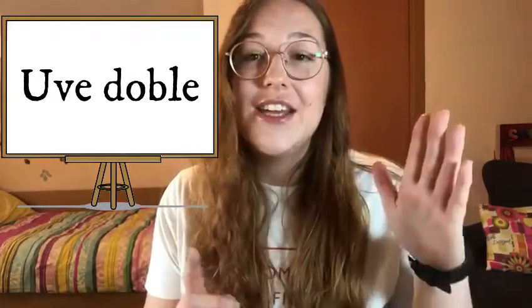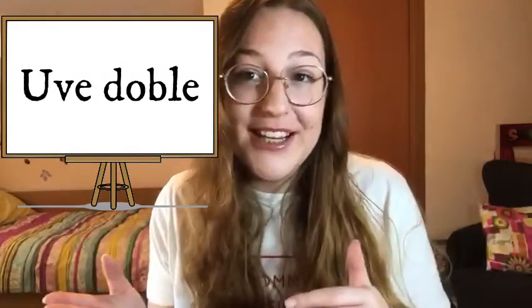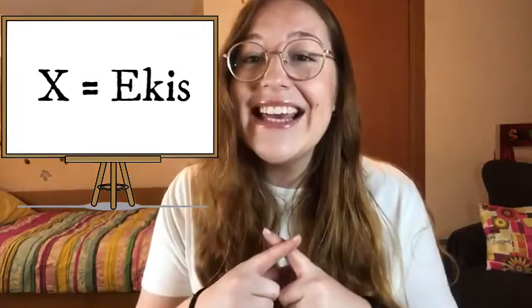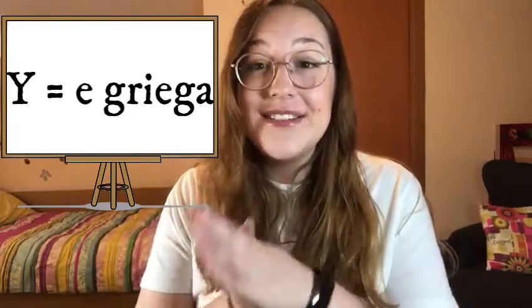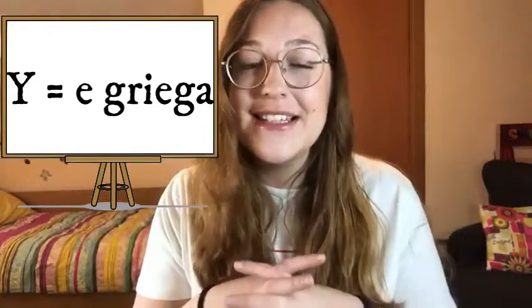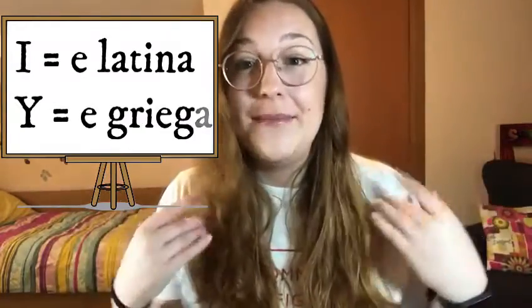Then we have W. They don't actually say W, they say double V. Who knows why? W. X is X. X. Then Y is Y. Now this is to differentiate basically, because their I and their Y basically sound the same, they're I.